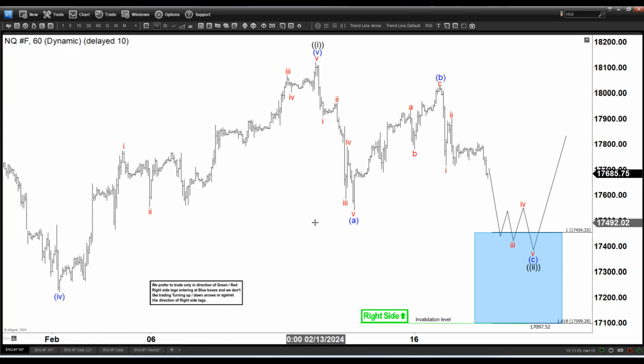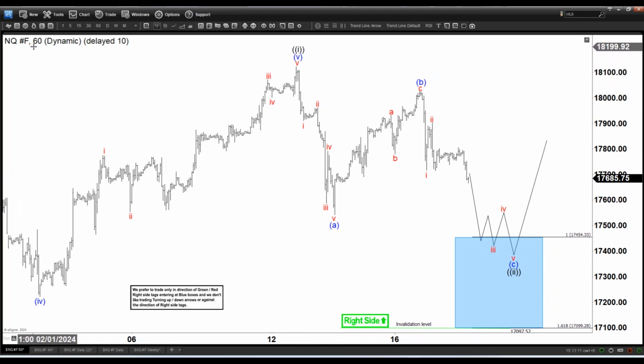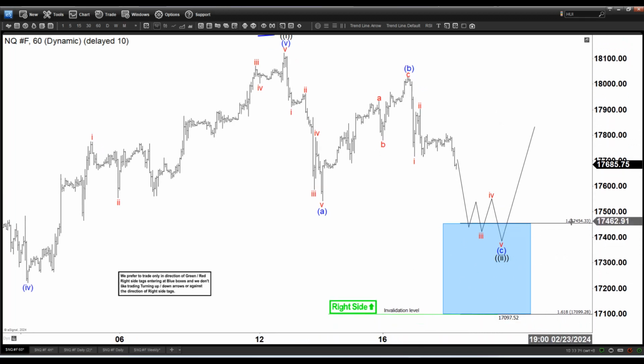Today is February the 20th and the chart of the day for today is the Nasdaq 100 60 minutes time frame here. Now we can see we ended with one minute degree over here and now looking for a zigzag pullback ABC, and this is the area where the C could be complete, which is C equal to the A in the 100% extension area between 100% and 161.8%. So that area is 17,099 and 17,454.